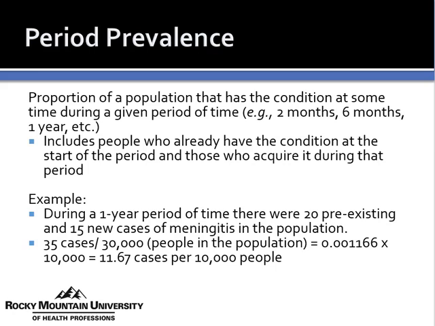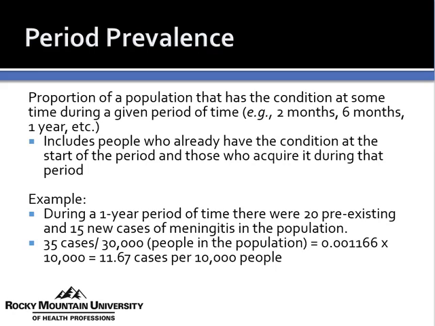Period prevalence is the proportion of a population that has the condition at some time during a given period of time. It includes people who already have the condition at the start of the period and those who acquire or develop it during the period. This is almost like a combination of prevalence and incidence. We'll explore incidence here in just a moment.